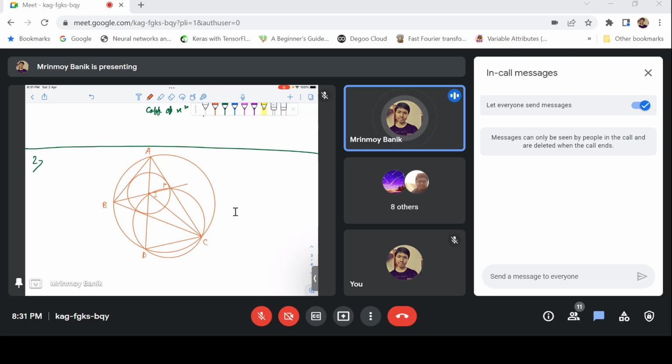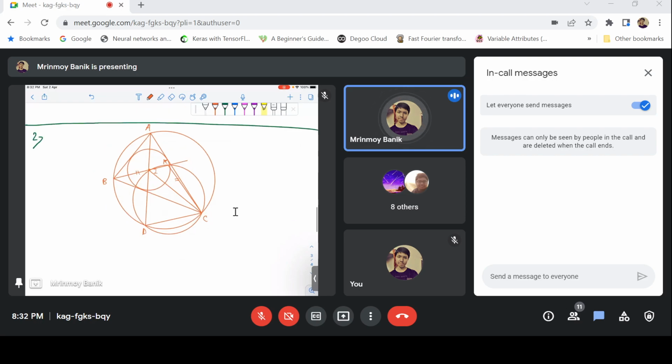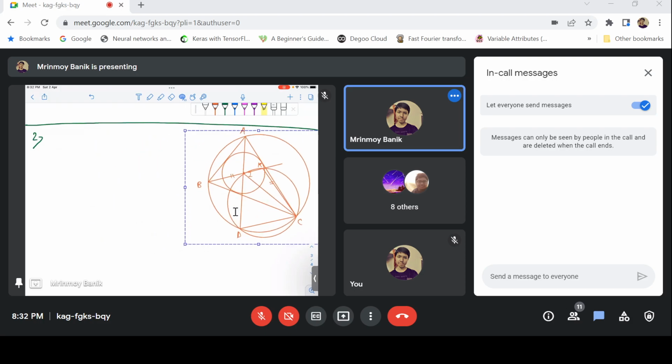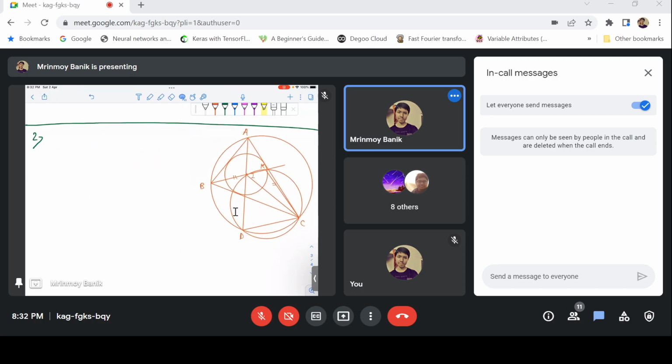K must be somewhere here. We have to show BK equals CK. So it seems a pretty good drawing. This already seems isosceles, so we have to prove that. So how to proceed now?